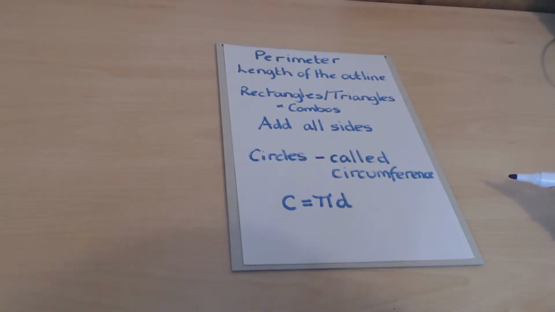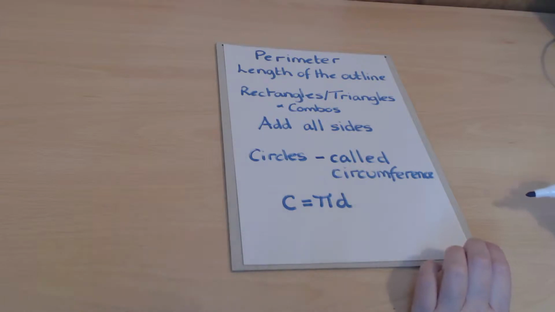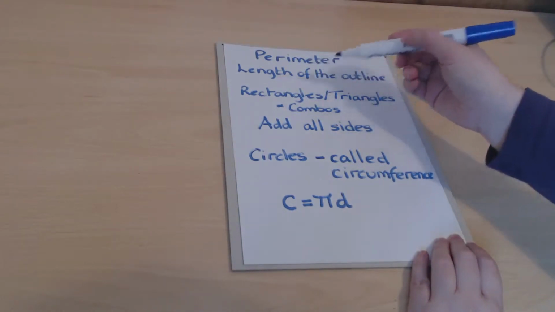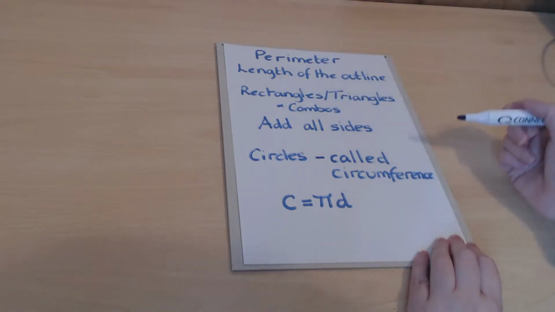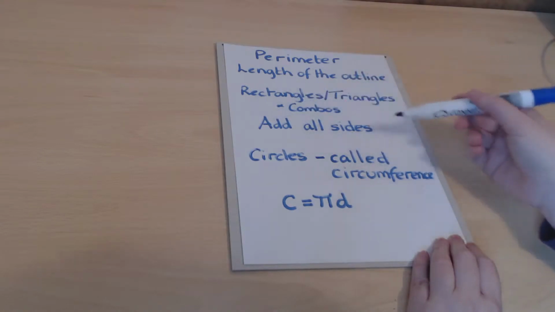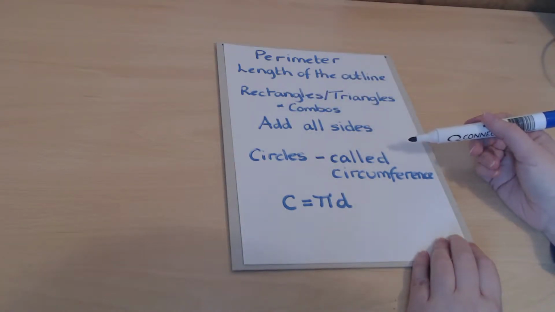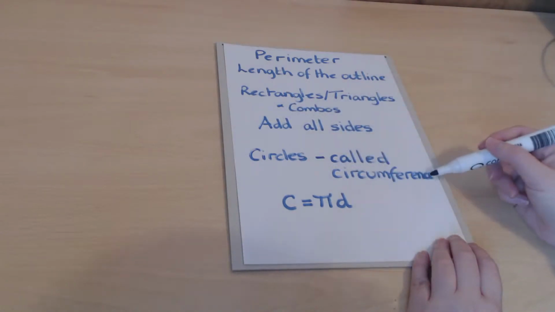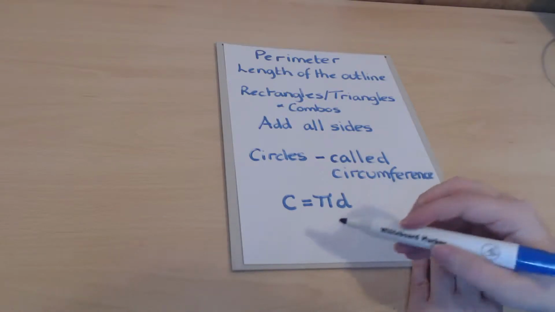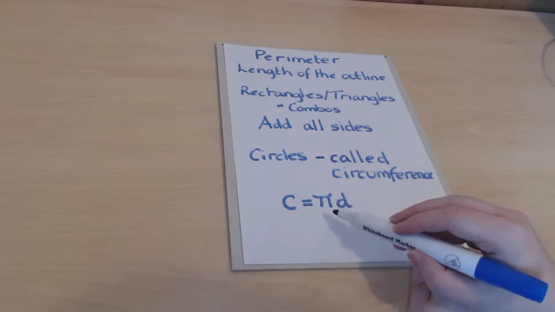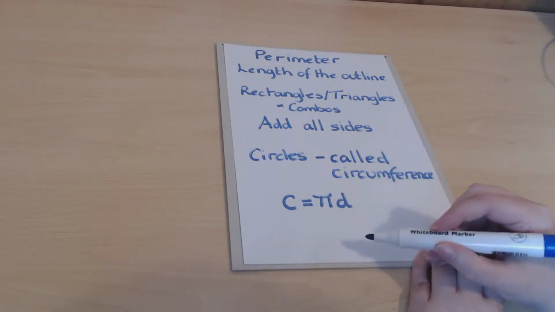Perimeter is the length of the outline of a shape. So if we're dealing with things like rectangles or triangles or combinations of those shapes, then all we have to do is add together all the sides. If we're dealing with circles, it's got a special name. It's actually called the circumference, and we need to use a formula to work it out. And the formula is that the circumference C equals pi times d, the diameter.